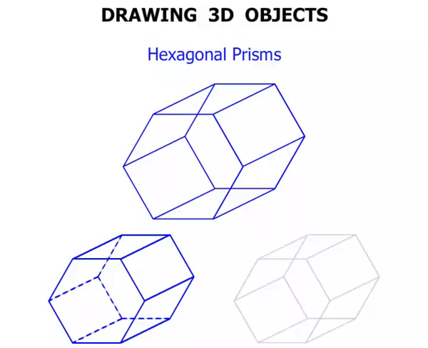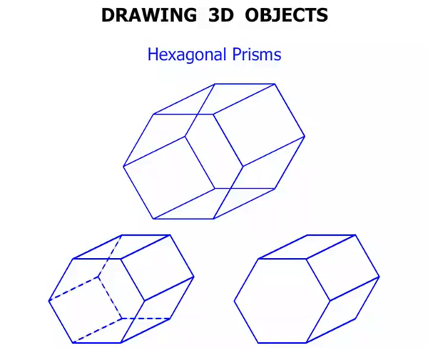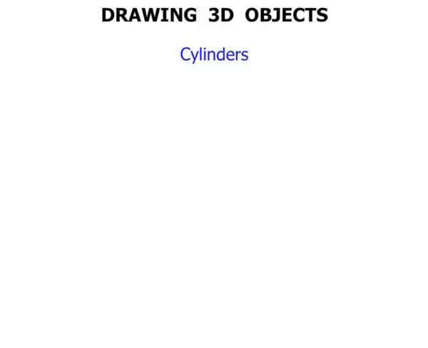Fantastic. What about cylinders? Okay, we know that a cylinder has a circle on the top. We're going to draw an oval because we're actually looking at it at an angle. So we draw an oval like that, and directly underneath it, another oval, same size. Then the edges there. Okay, so there's our starting point. There's our cylinder.